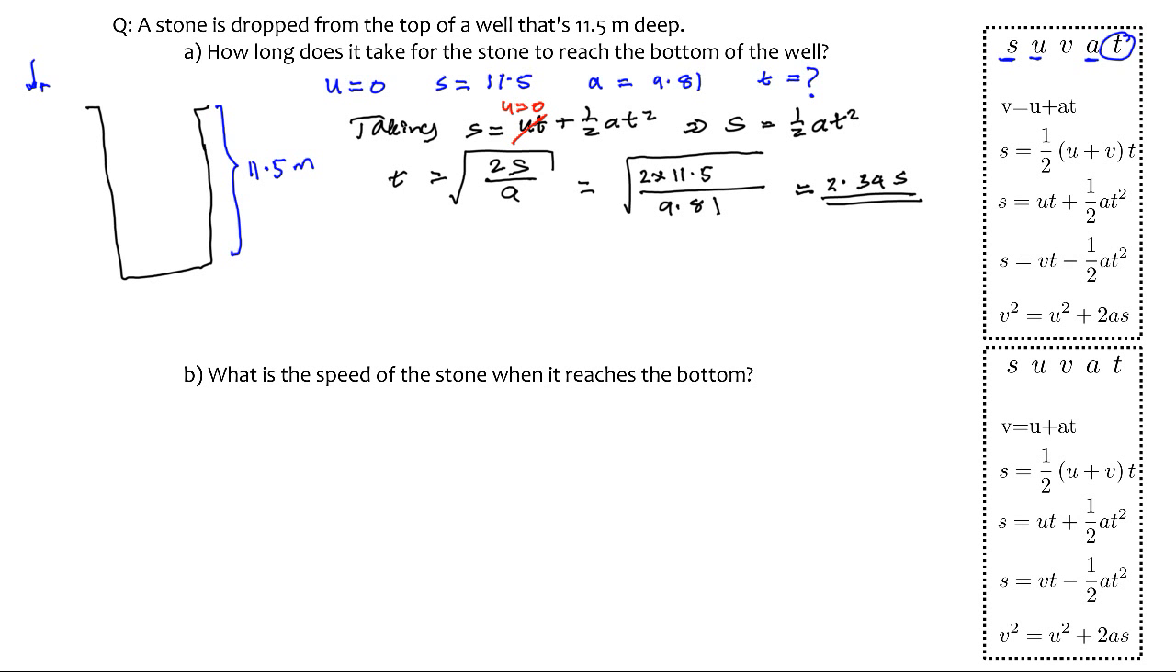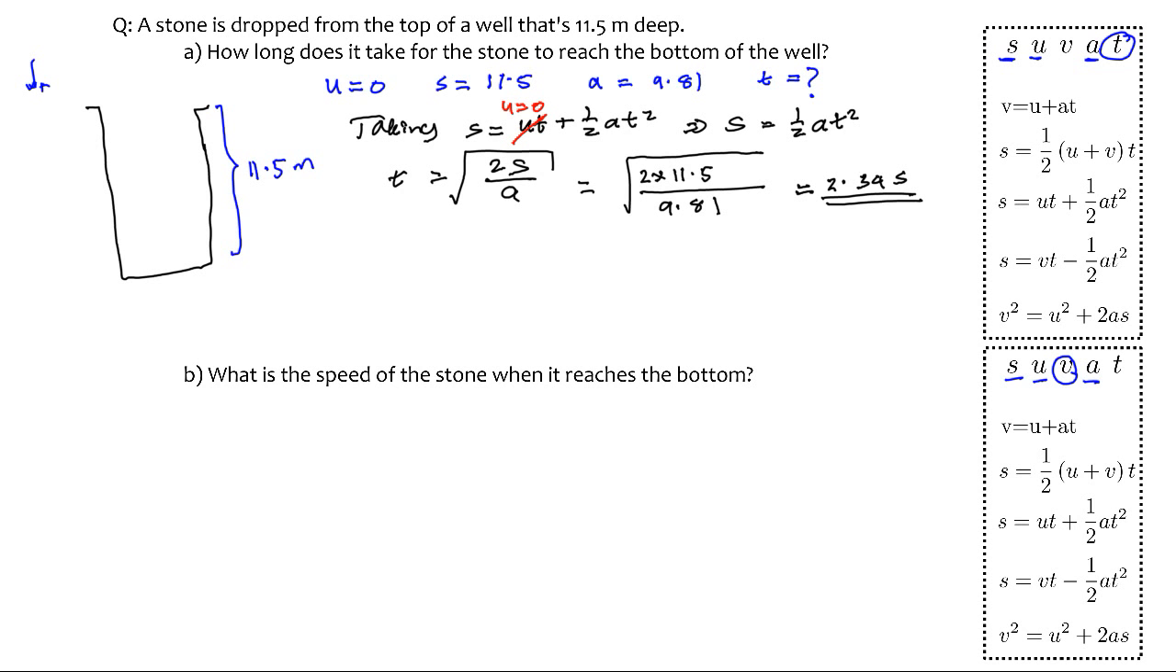You don't have to always draw something like this, but I'm just drawing it because we are doing it for the first time. So I know s, I know u, I know a, and this time I'm interested in finding the final speed of the stone. So I need an equation that has these four quantities s, u, v and a, and that is the equation without a t. When I look at these equations, I find that it is v squared is equal to u squared plus 2as. That's the equation that I want to use.